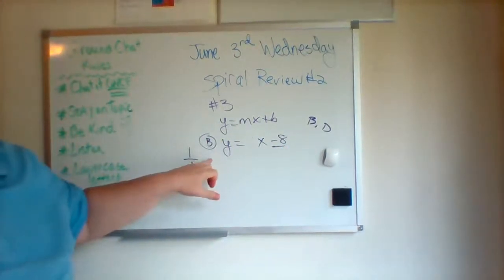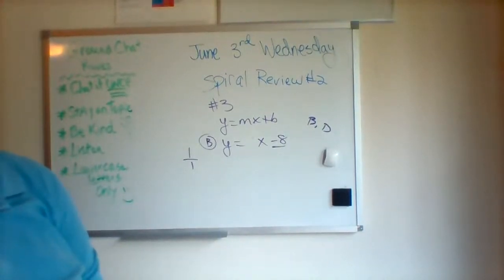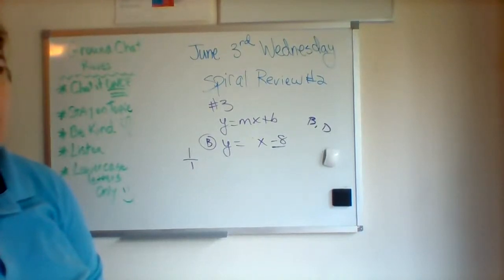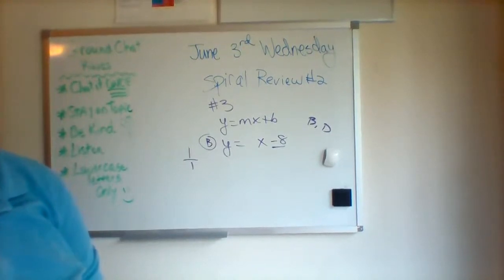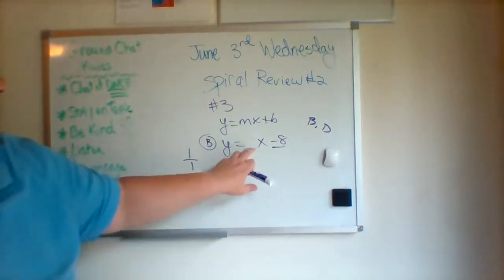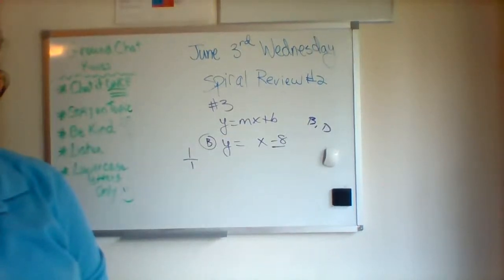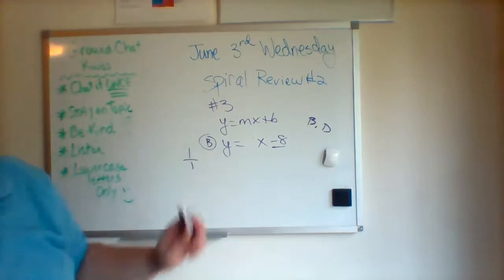Okay, so it's B. You could test it with 8. You could try going up 8 and right 1, but you know you're not going to get there. Because if you go all the way up 8 spots, that puts you at 0. And then if you go over to 1, the line is nowhere near there. Okay. No. It's y equals x minus 8, and that's B. Okay, so that's number 3.